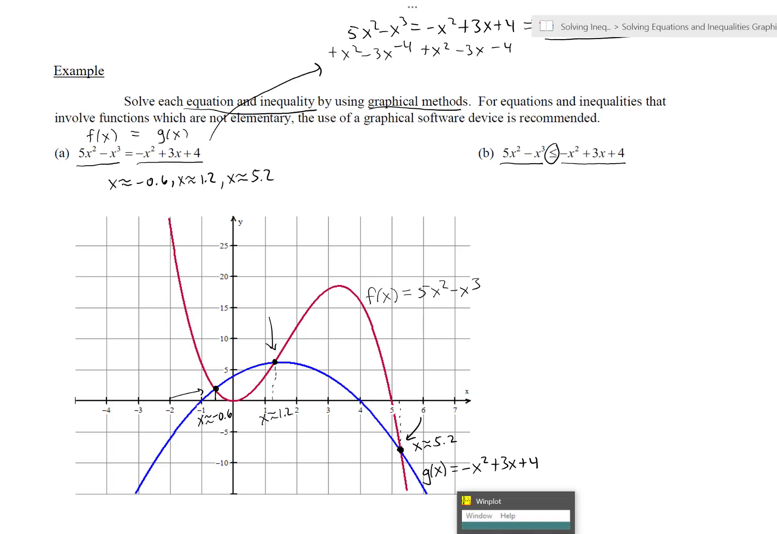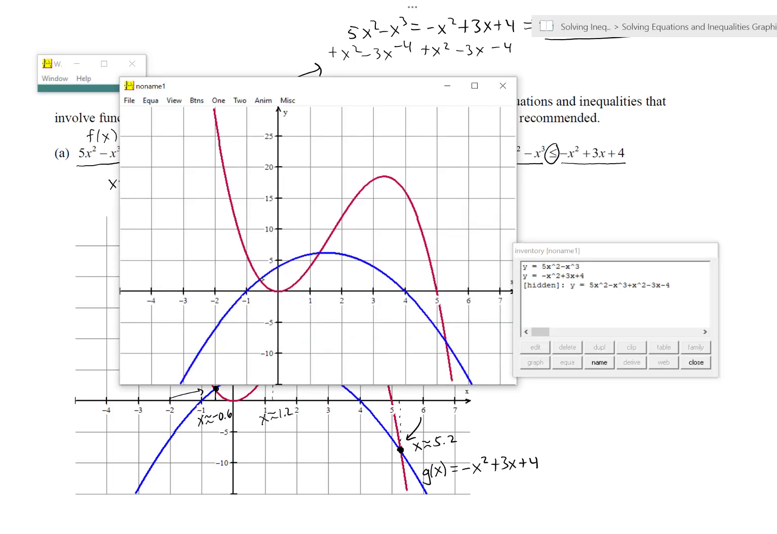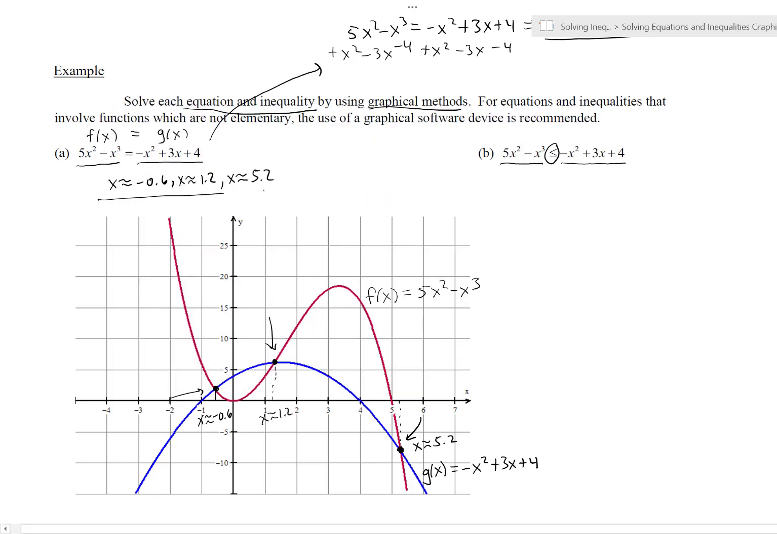If you do go back to the graph over here in the software, you can click on the points to get an idea. Like that one's about negative 0.57 for x. This one's about 1.3, and the one down here about 5.2. So just by eyeballing it, we did pretty good. We get more exact by actually clicking on the software values themselves.